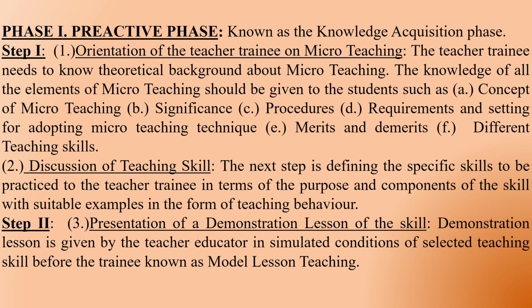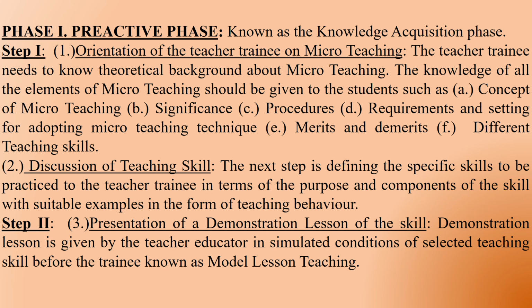to teacher trainee. The second point is the discussion of teaching skill. The next step is defining the specific skill to be practiced to the teacher trainee in terms of the purpose and components of the skill, with suitable examples in the form of teacher behavior. It includes fixing up of those objectives which are to be achieved through that particular skill.